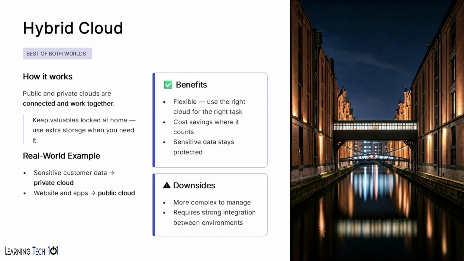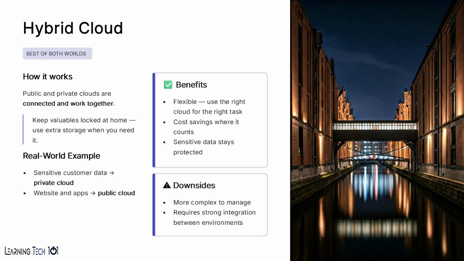Finally, hybrid clouds. Hybrid clouds combine both. Some resources run in a private cloud, others run in a public cloud. They are connected and work together. Analogy: this is like owning a house but using hotel services when needed. Or think of it like this: you keep valuables locked at your home but use external storage when you need extra space. An example: a company might store sensitive data in a private cloud but run its website or apps in the public cloud.